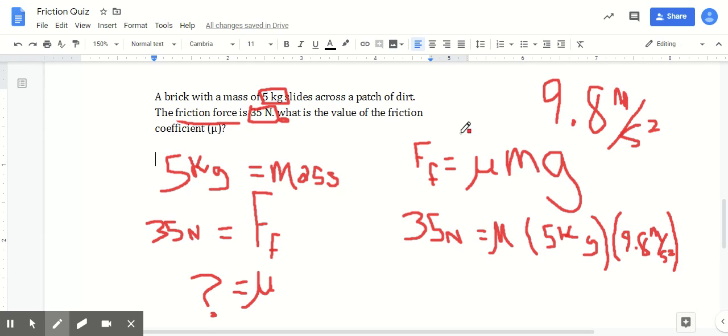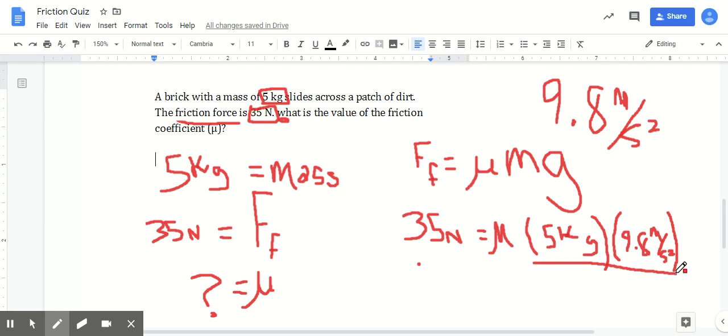Then we got all the numbers here. We've got to figure out what this mu is. So what we need to do is get rid of everything that's with it right now. Well, we got the 5 kilograms and the 9.8. These are both regular numbers, so we can plug those into our calculator. I will just say 5 times 9.8. It's going to be 49. So this is basically 49.